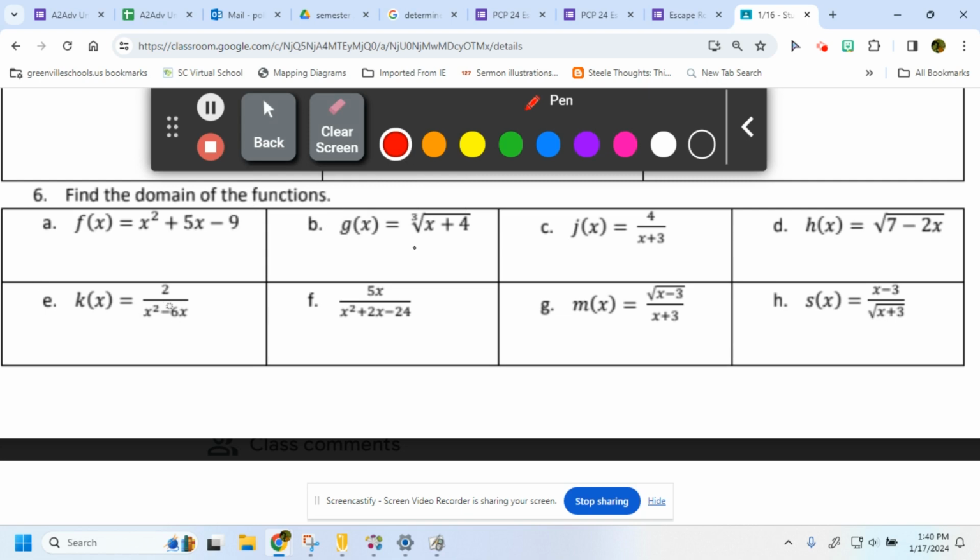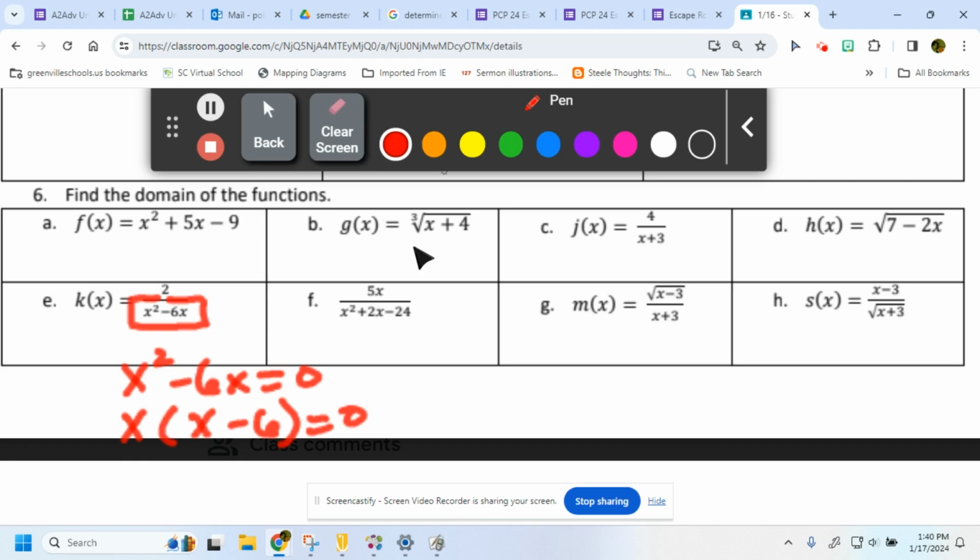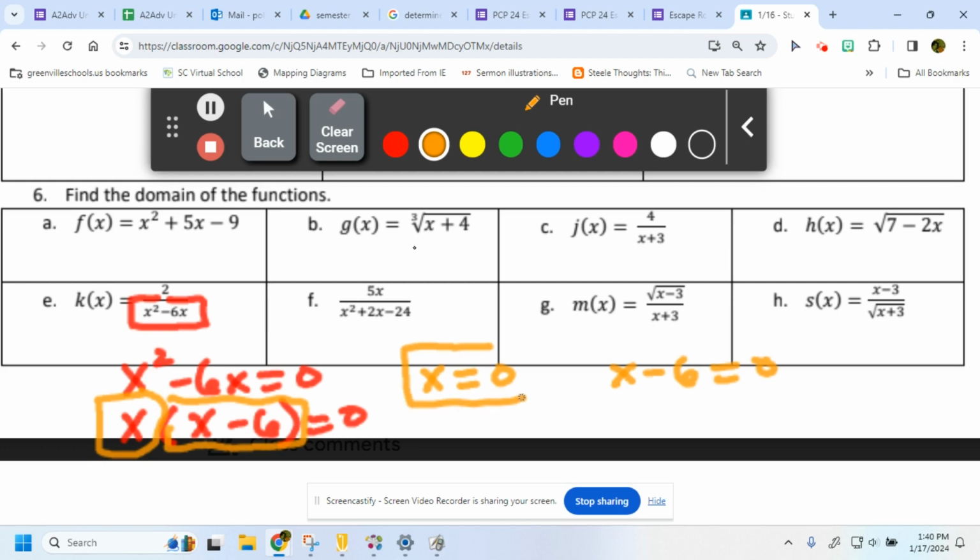Letter E, you're not allowed to have the denominator equal to 0. So x squared minus 6x equals 0. What's common to them? It's squared, so it's going to be factoring. x is common to them, so x times x minus 6 equals 0. So therefore, each of these is a factor. Both of them are factors. So set them both to 0, and you will solve it. x by itself, that's already solved. Plus 6 here, x equals 6.